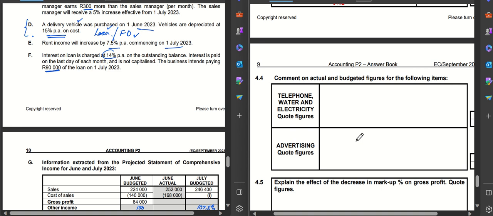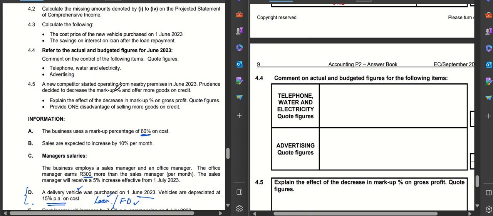Okay, so the other question that you have to prepare for, guys, is your control questions, your controls. Definitely, you're going to be asked on controls. That is your expenses, your income, how the business is controlling expenses. You need to be able to comment whether the business has overspent or underspent, and by how much. It is good that you also quote figures. Very important that you quote figures and percentages.